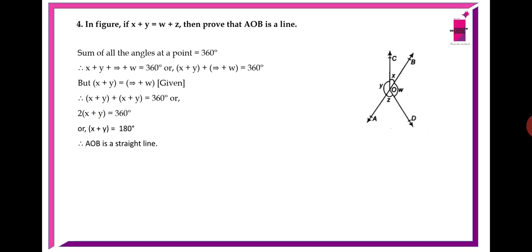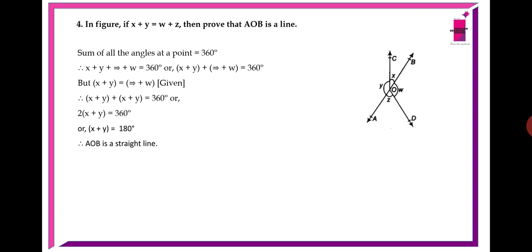Now question number 4. In figure, X plus Y equal to W plus Z, then prove that AOB is a line. Sum of all the angles at a point equal to 360 degrees. First of all, you should know that. So X plus Y plus Z plus W equal to 360 degrees.